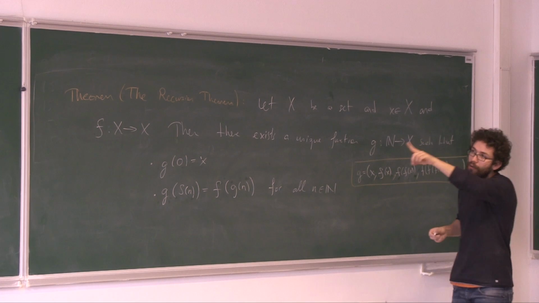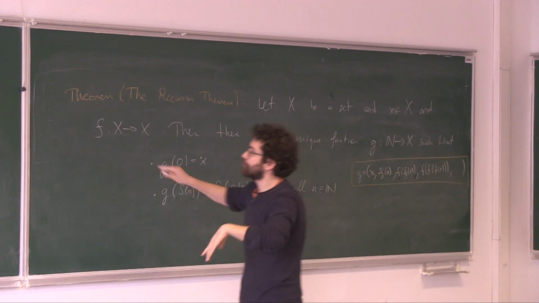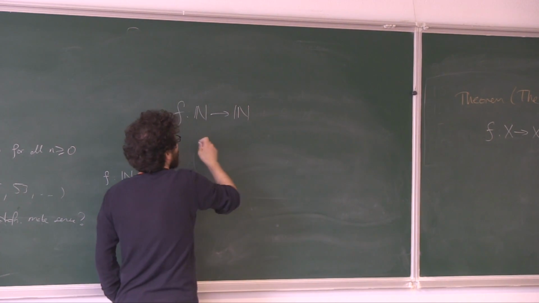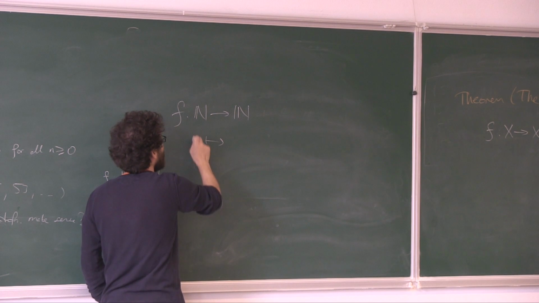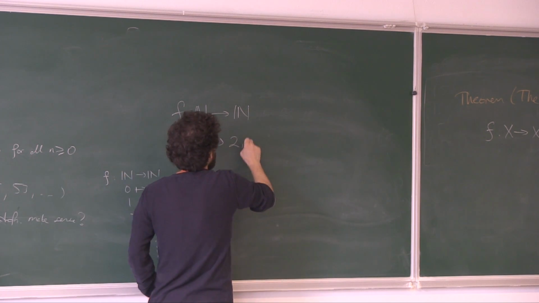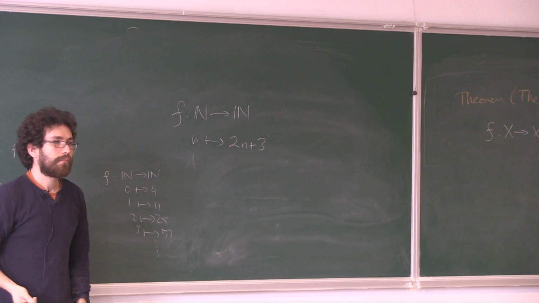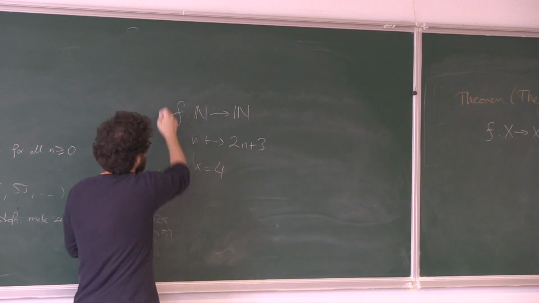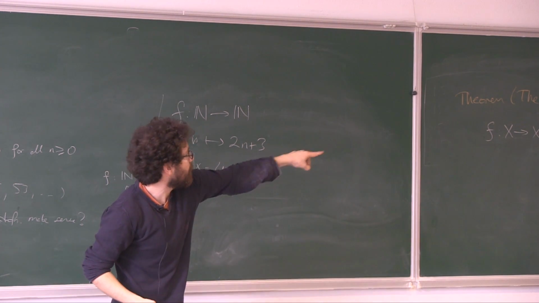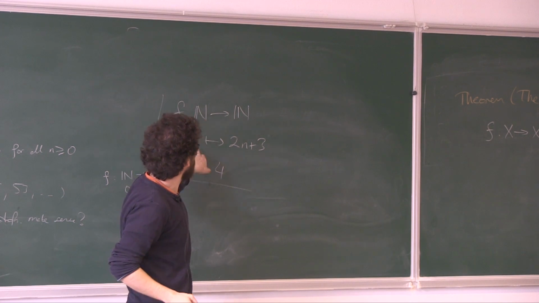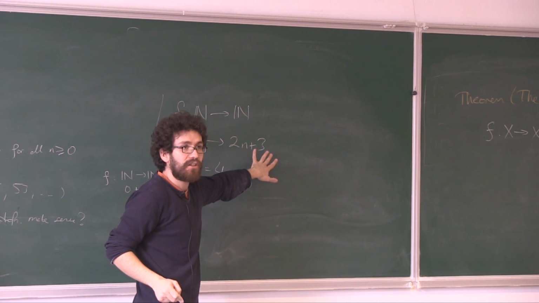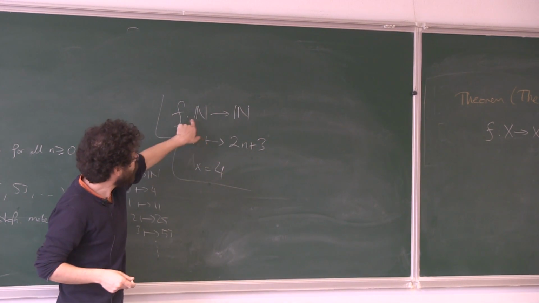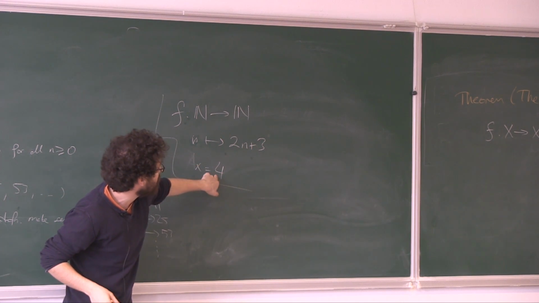You take this value, you apply f to it. For example, if you choose your f to be the function which takes some n and sends it to 2n plus 3, and if you choose your little x to be 4. We haven't defined addition, but we're going to do it, maybe next lecture. We'll see. So choose your f to be this function.